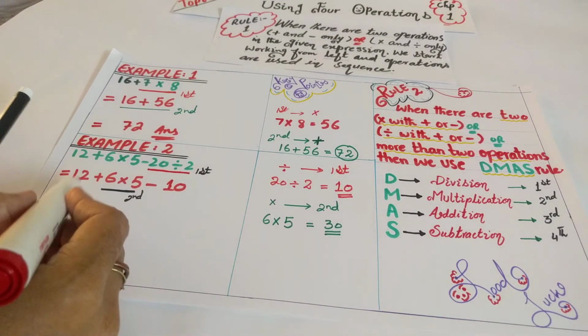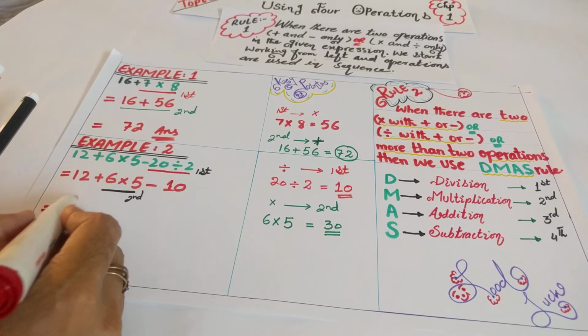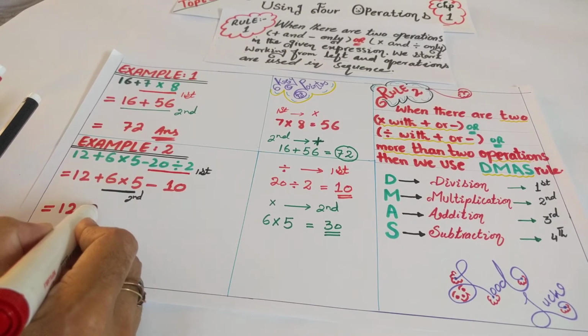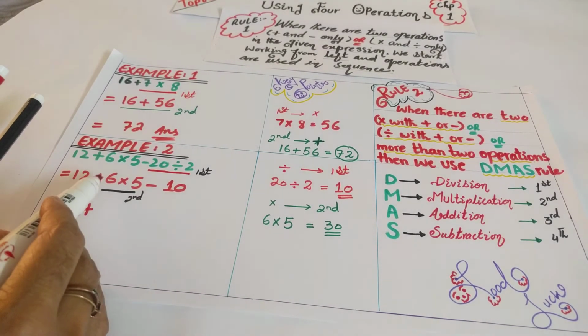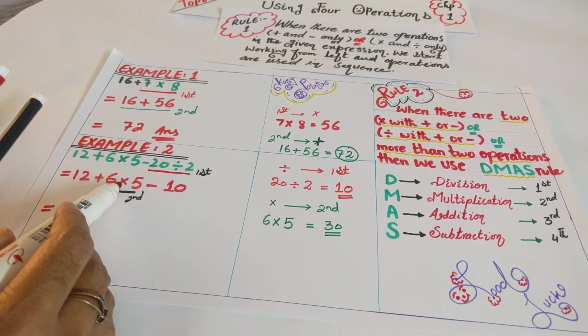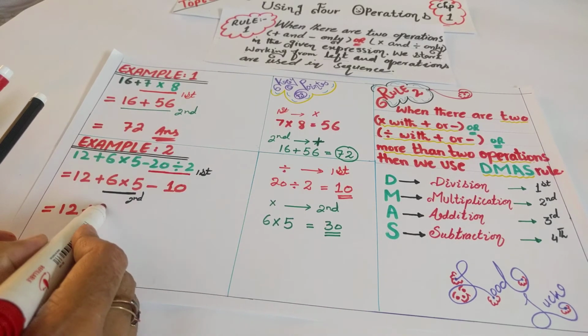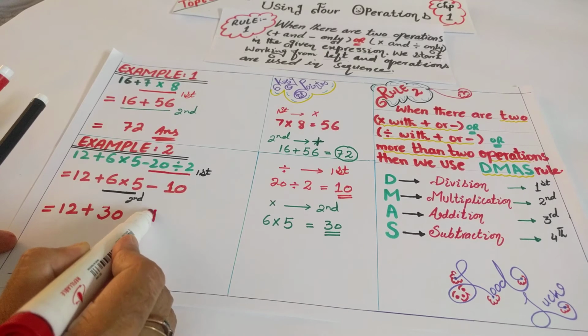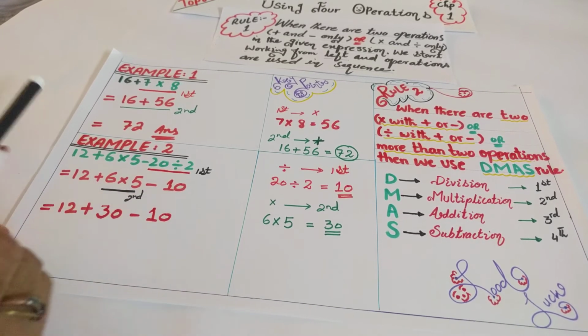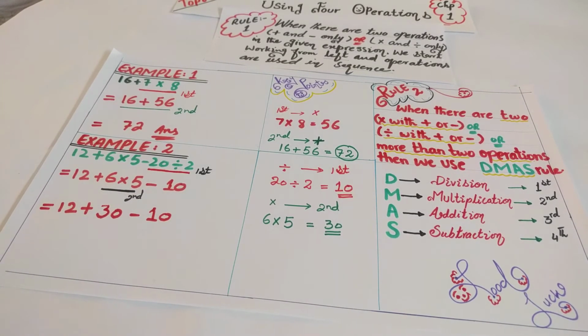Equal sign. Leave the remaining numbers and operations as it is. Write the answer of this multiplication, that is 30. 6 5s are 30. And again the remaining numbers and operations as it is. Clear? Come to the third.